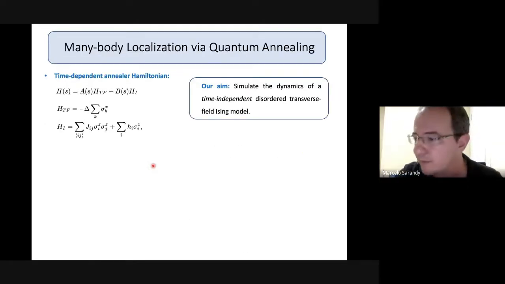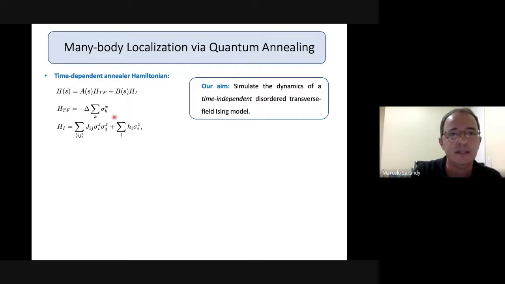So now, finally, let's go to the experiment. Let's see what we learned from the experiment. In the annealer, we have a time-dependent Hamiltonian, so it's not time-independent as we want. And this Hamiltonian interpolates between the transverse field, H TF, and the classical Ising Hamiltonian, right?